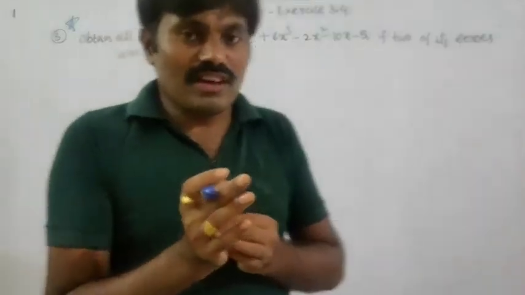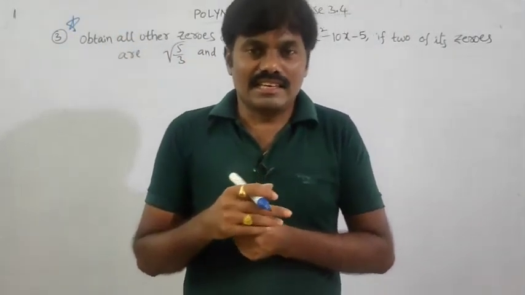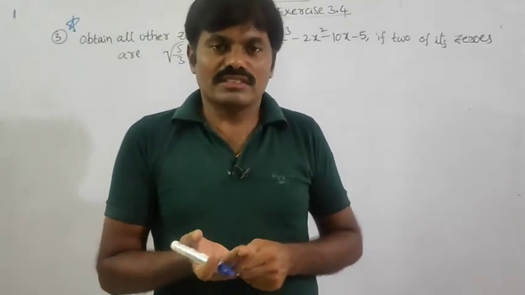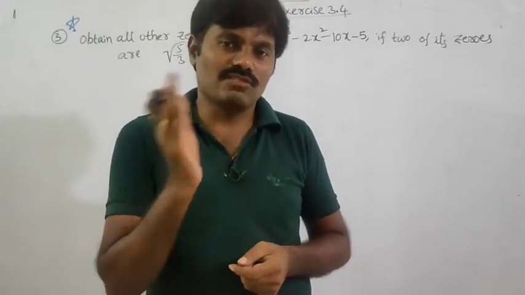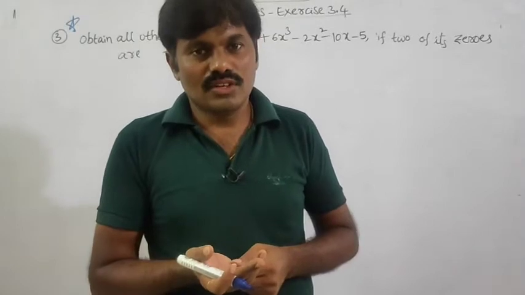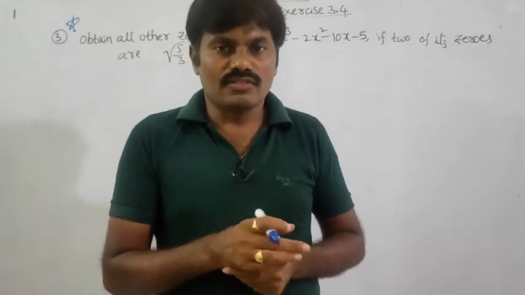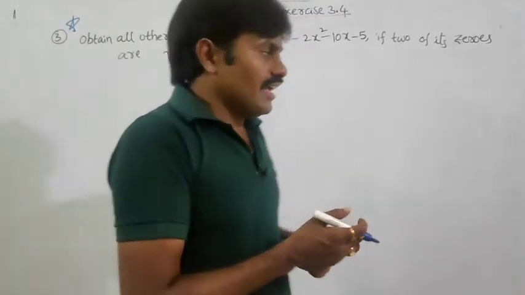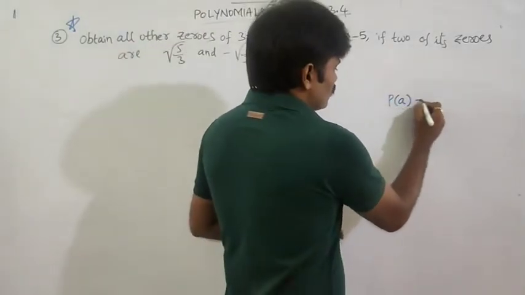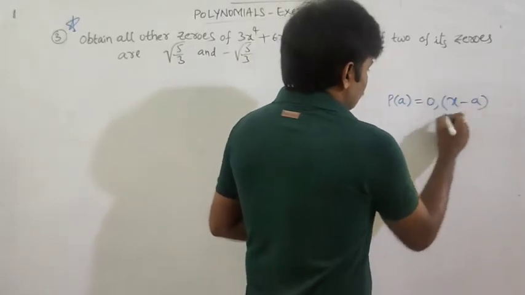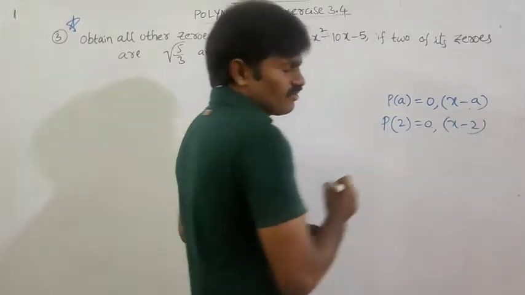Since we have discussed in 9th class the factor theorem: if P of A is equal to 0, then x minus A is a factor. Similarly, if P of 2 is equal to 0, then x minus 2 is a factor. That means if you replace x by a particular value and you get remainder 0, then x minus that value is a factor, according to the factor theorem.